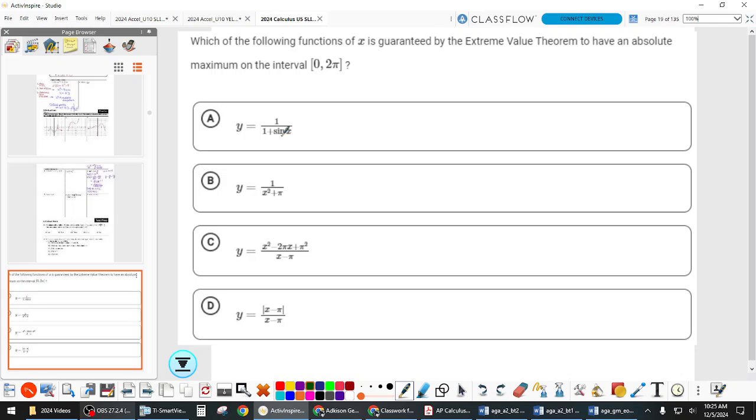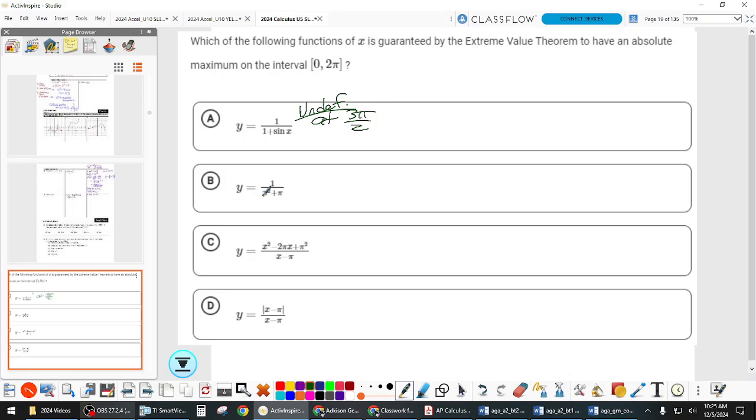So like this one, on the interval 0 to 2 pi, if sine of x is -1, we're in trouble. So does that ever happen? At 3 pi over 2. Okay? So at 3 pi over 2, the denominator is undefined. It's the whole thing. Anyway, what about this one?